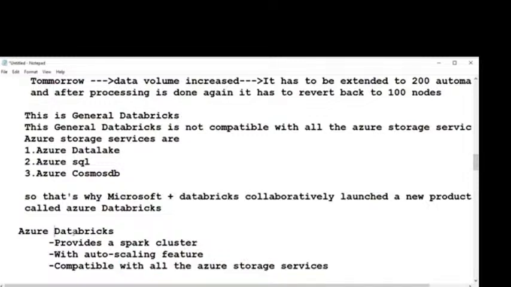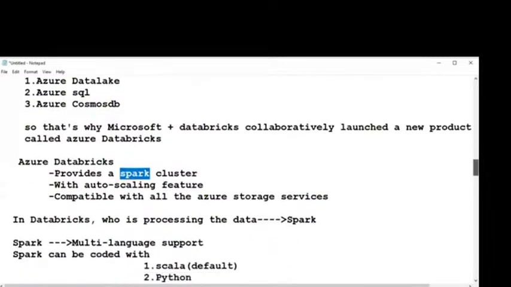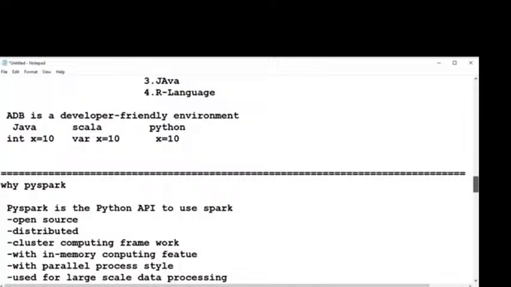And in Azure Databricks, who is executing? The execution happens by using Spark. Spark is going to execute. And in that Spark, the language we are using is Python. That's why we say PySpark. Okay, fine.